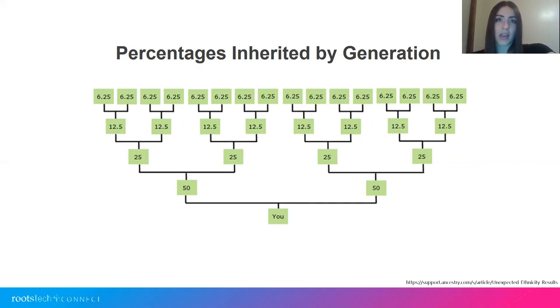6 generations back, you may have only inherited 1% of all your DNA from that person. There's also a chance you didn't inherit any DNA from them at all. Because of all the recombination, it was just recombined out.